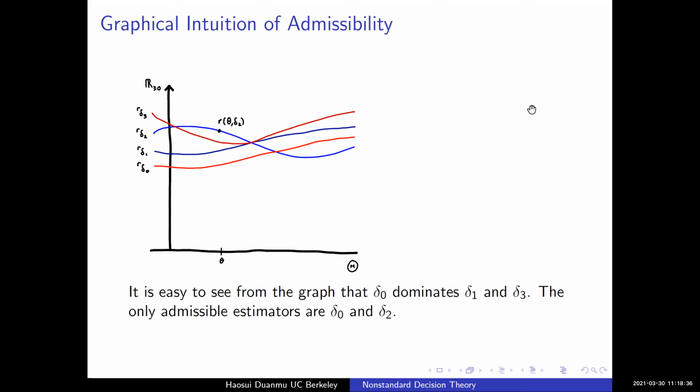However, suppose I have some prior knowledge that the true parameter theta lies in the relatively left portion of the parameter space. So here, I will mark it with theta. Then we can see that at this particular point theta, the risk of delta two is less than the risk of delta three. So if I have such prior knowledge, then I will choose delta two over delta three. So this gives rise to the Bayesian notion of optimality, known as Bayes optimality.